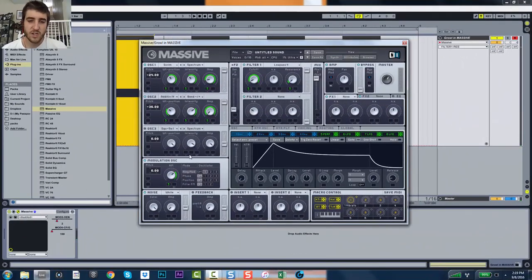Okay, so I just wanted to put the ring mod on. That's the only thing that sounded good for this sound. I'm going to try a little white noise just to fill up the sound and see what we can get. So that just adds a little more energy to it, brings it to life.